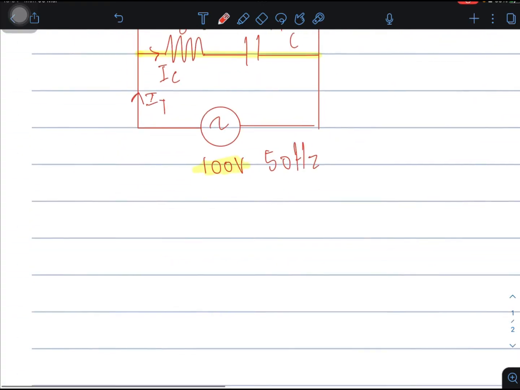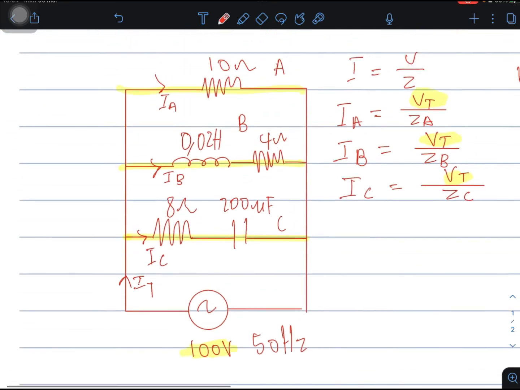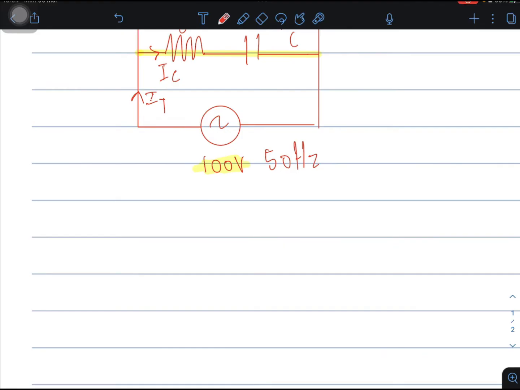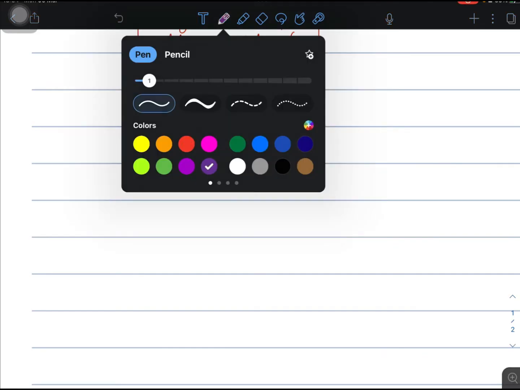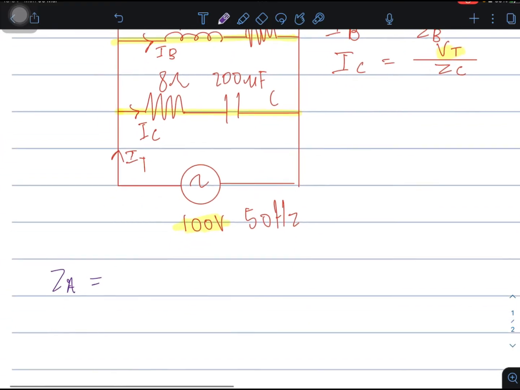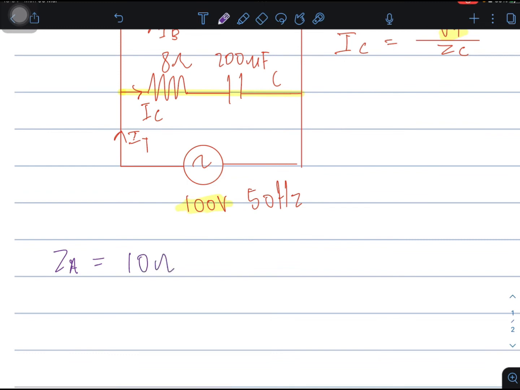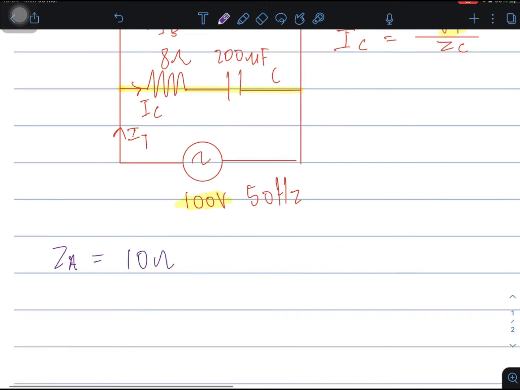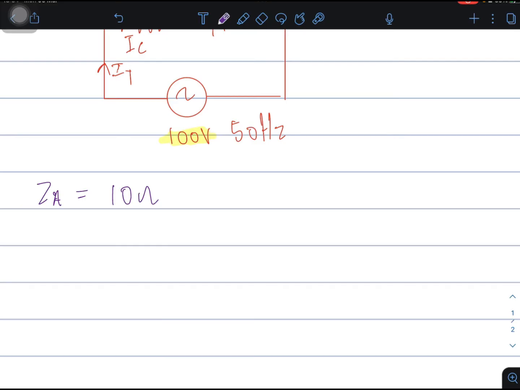Let us first find ZA. ZA is easy to find. ZA is equal to just 10 ohms. As we would put it in polar, you can say 10 at 0 degrees. Okay, let's put it in polar.